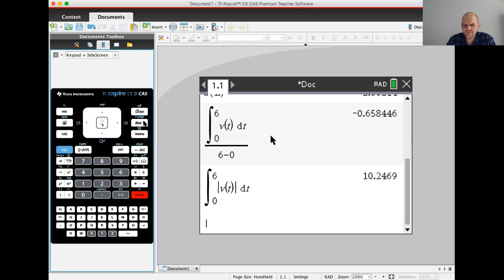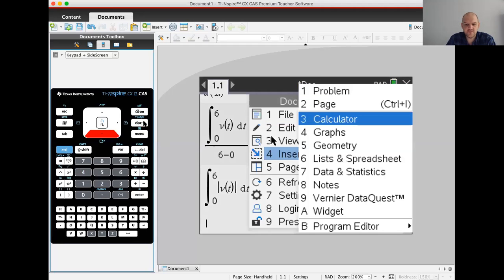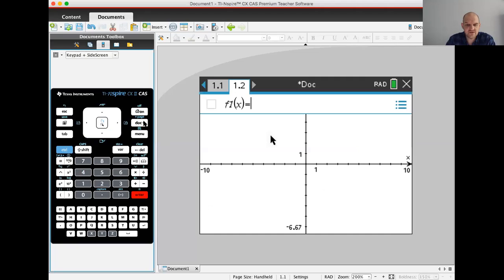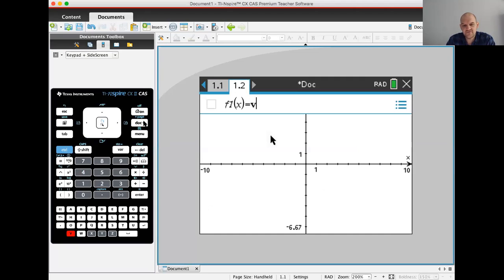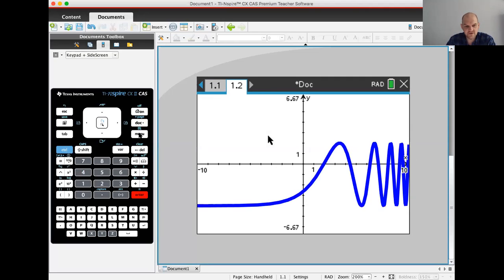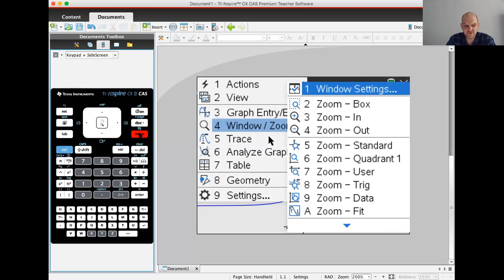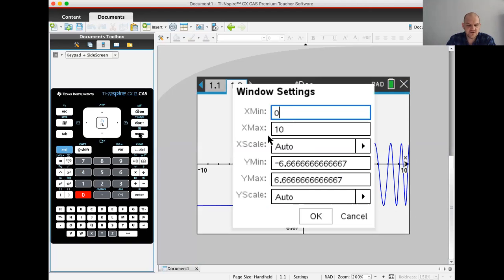I think I'm going to do it graphically, because the graph will help me determine where v of t is going from negative to positive. So I'm going to graph v of x, since when graphing a function you have to use x. I only care about 0 to 6, and a really good idea is to change the window before you graph, because you can see it starts getting crazy out to the right.